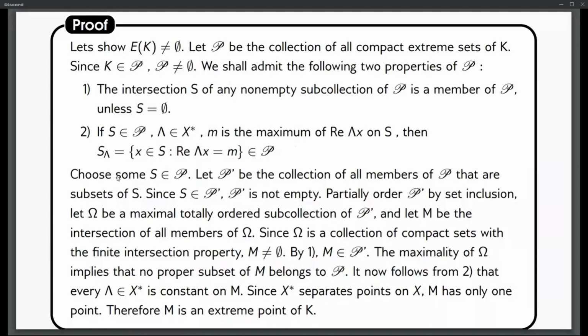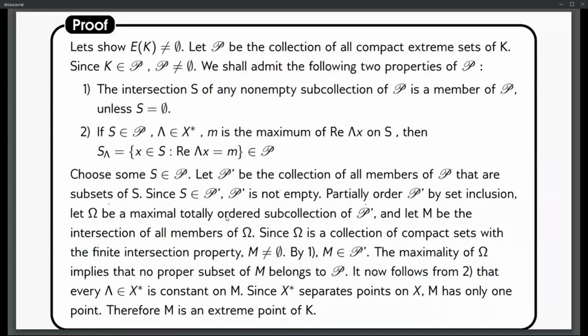So first we choose some S in P. Let P prime be the collection of all members of P that are subsets of S. Because S is a subset of itself, it's part of P prime, so P prime is not empty. Now we partially order P prime by set inclusion and let omega be a maximal totally ordered subcollection of P prime. And this exists by, this is where a form of choice comes in.